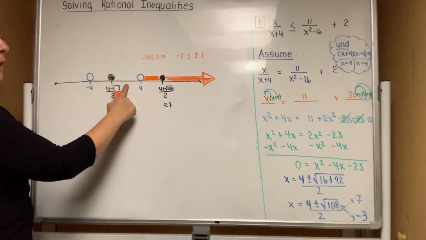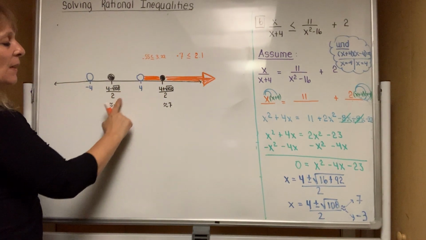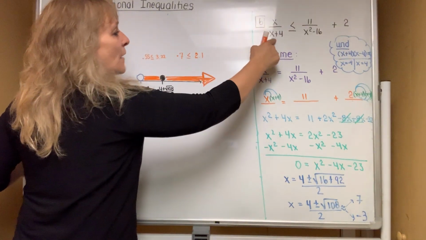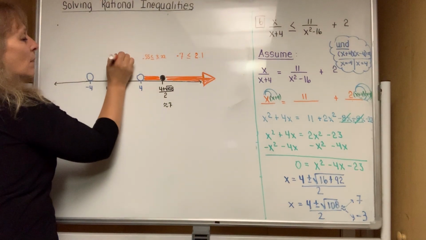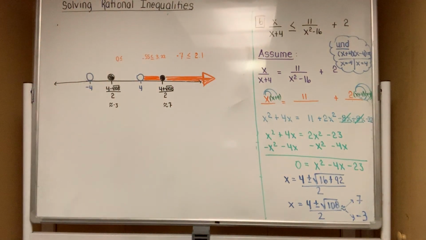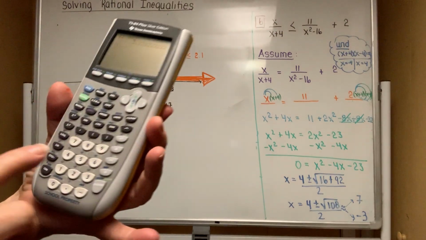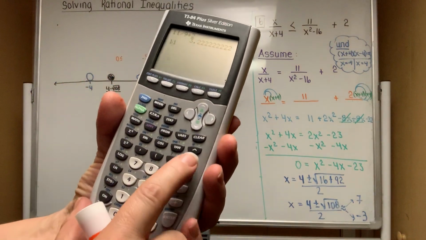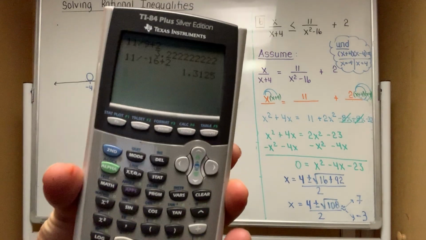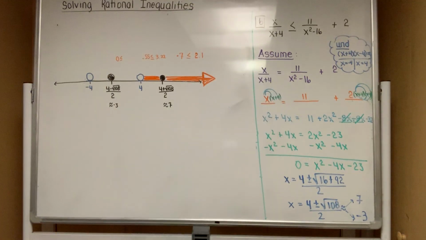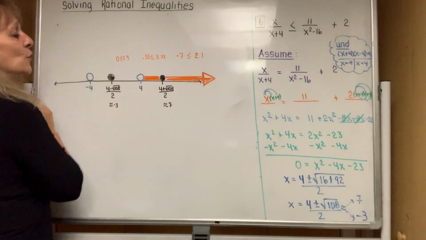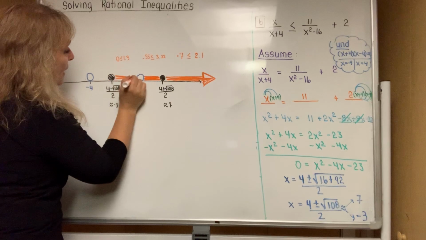Now I'm going to pick 0, because that's between any negative and positive number. If I fill in 0, 0 divided by 4 is 0. If I fill in 0, I have 11 divided by negative 16. 11 divided by negative 16 plus 2. When you look at the answer you get, you're going to get 1.3. That is true. So shade over here.